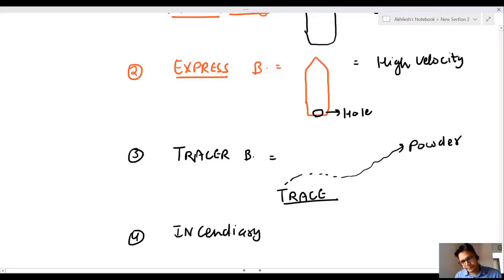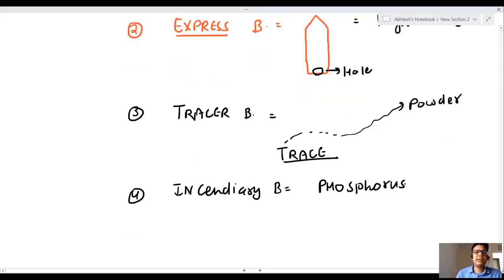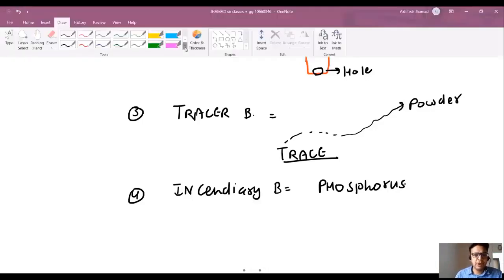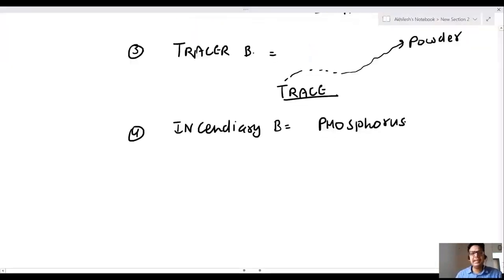Incendiary bullet. Sir, incendiary bullet contains phosphorus. Express bullet contains a hole in the base, so it has the highest velocity. Tracer bullet, we can trace it because it liberates powder. Incendiary bullet contains phosphorus.